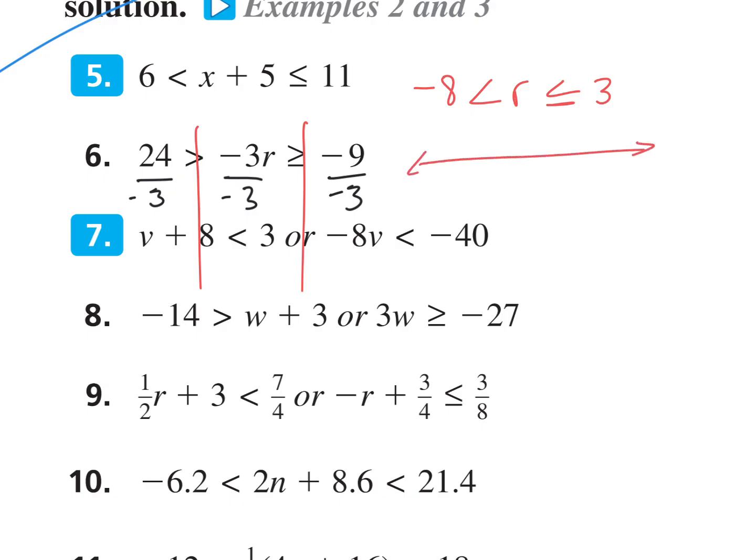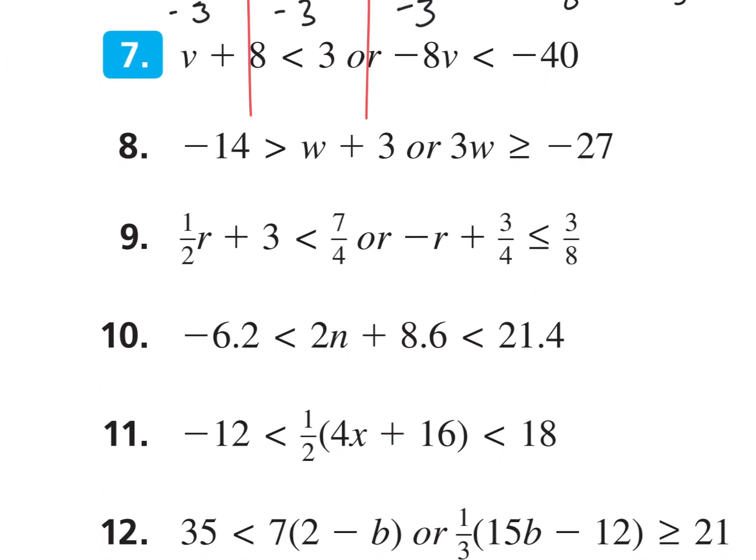And here's the graph. There's 0, there's -8, there's 3. We have an open dot. We have a closed dot, and this is an and. We shade ands in the middle, but you could also double check. R is bigger than -8, that way. R is smaller than 3, that way. And then they're shaded, the overlapping. Number 8.